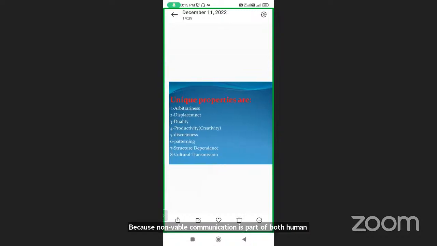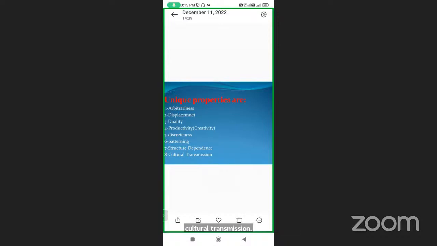Now what are the unique properties that we find in human communication or human language? The first one is arbitrariness, second is displacement, third is duality, then we have productivity or creativity, fifth is discreteness, sixth is patterning, then structure dependence, and cultural transmission. These are some of the common features that we find in human language. And as we discuss all these points, we will also make a comparison with animal language as well.